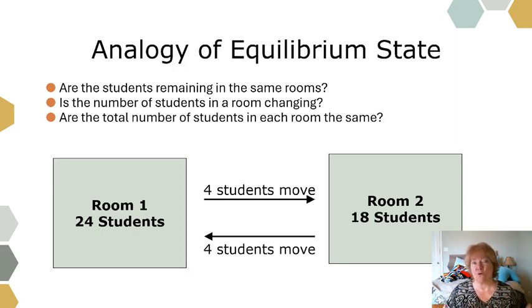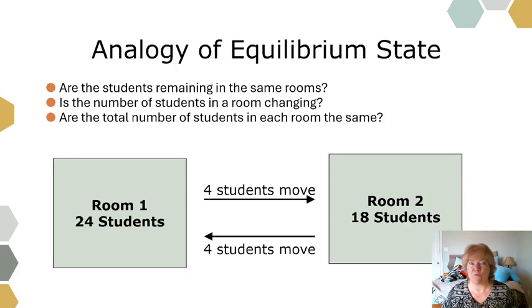So if I were to take a photograph of it, it wouldn't be the same 24 people in room 1, nor would it be the same 18 people in room 2. Some faces would have changed. So that's saying that there is still motion happening. The reactions are still happening. Is the number of students in a room changing? No, because of the 24 students in room 1, 4 left, but 4 came. So that cancels each other out.